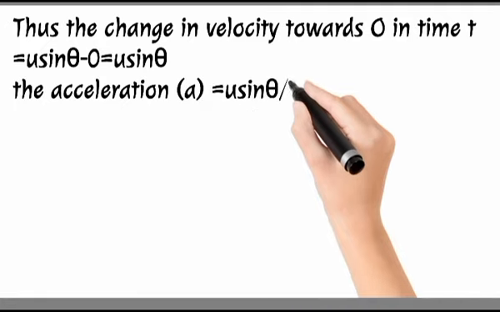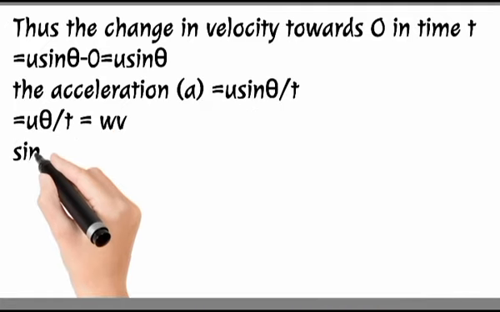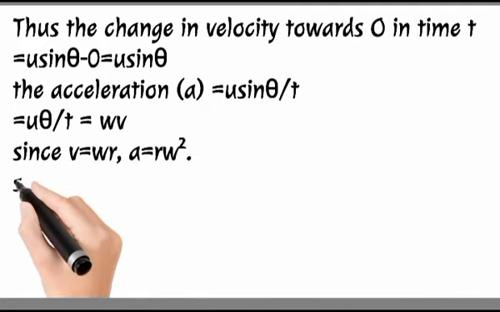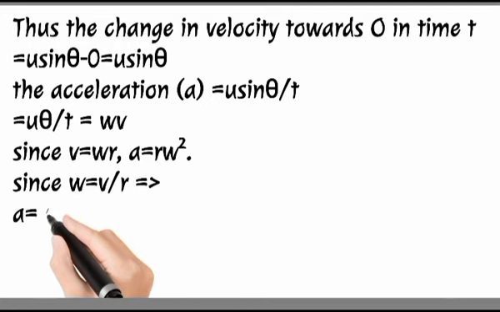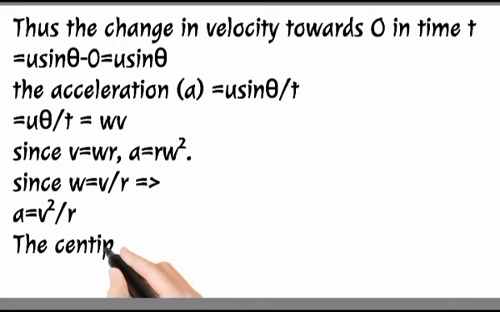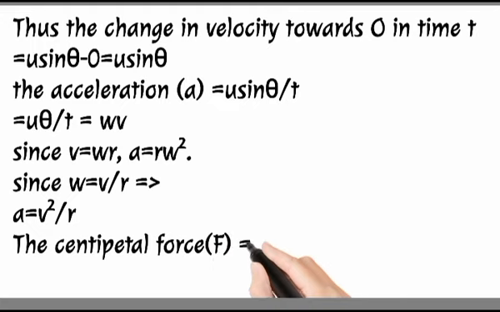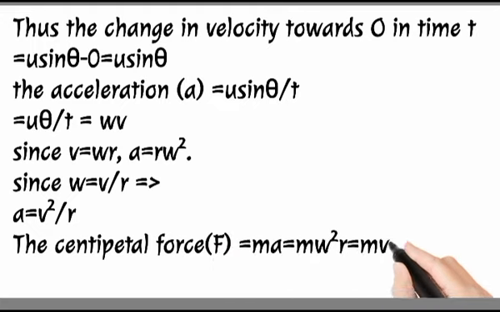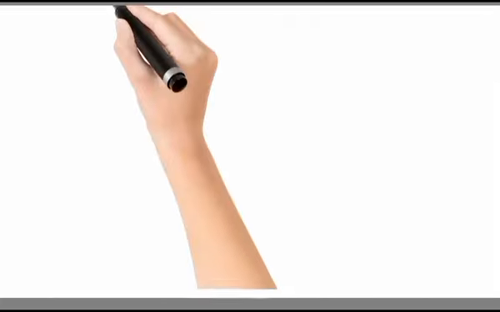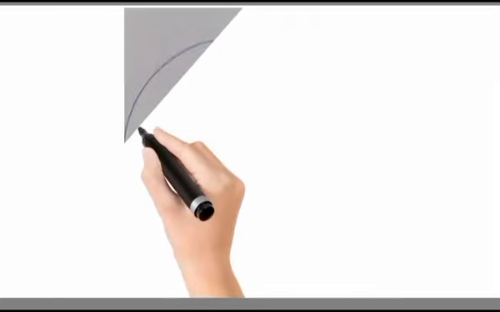The acceleration in 1 second, given by the time rate of change of velocity, equals v sin theta on theta, which can be simplified to give a equals v omega. And since v equals r omega, a can be written as omega squared r, which equals v squared on r.